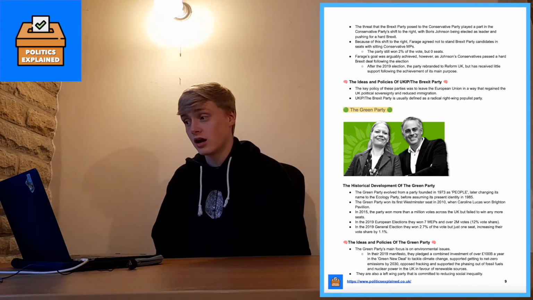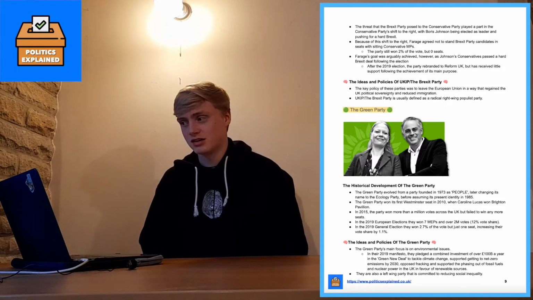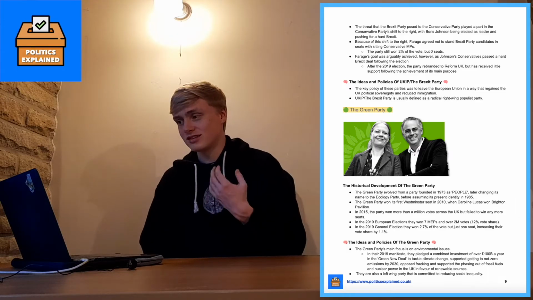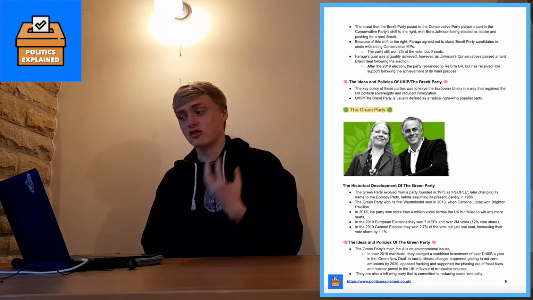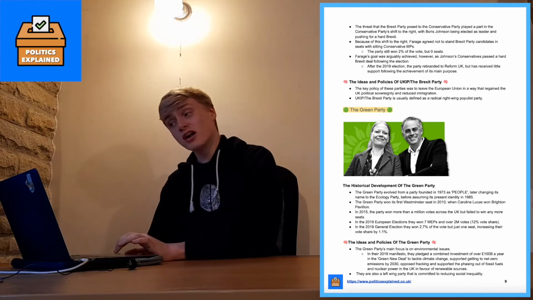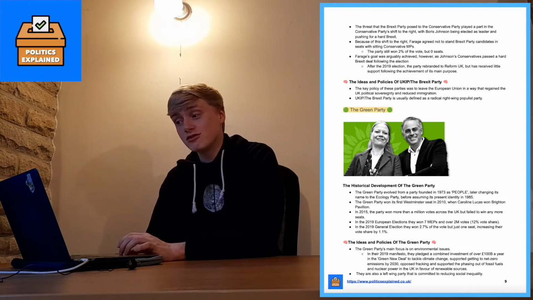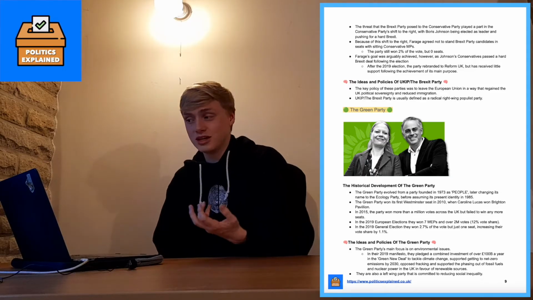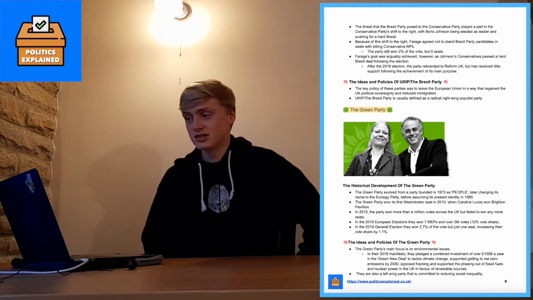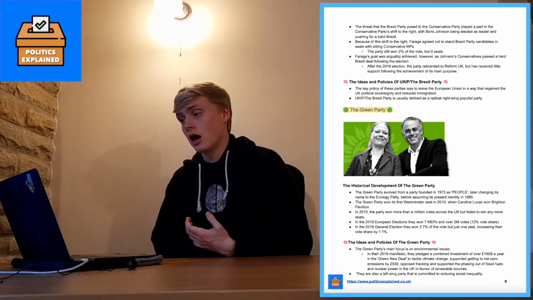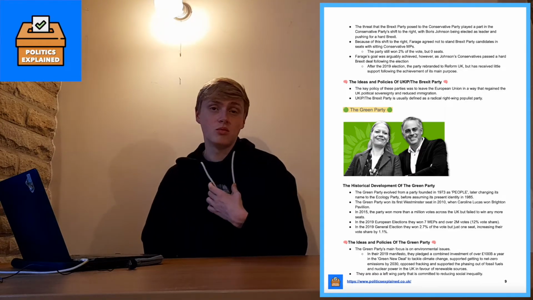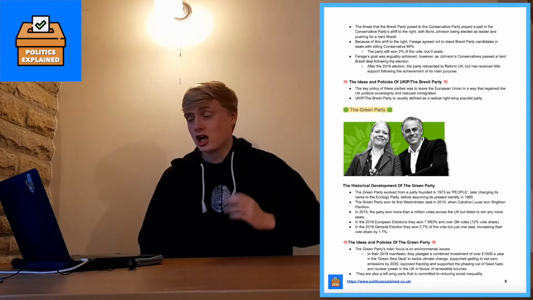Because of this shift to the right, Farage agreed not to stand Brexit Party candidates in seats with sitting Conservative MPs in the 2019 election. The party still won 2% of the vote, but didn't win any seats. But even though they didn't win any seats, Farage's goal was arguably achieved, as Johnson's Conservatives passed a hard Brexit deal following the election. And then once again, after the 2019 election, the party largely fizzles out.